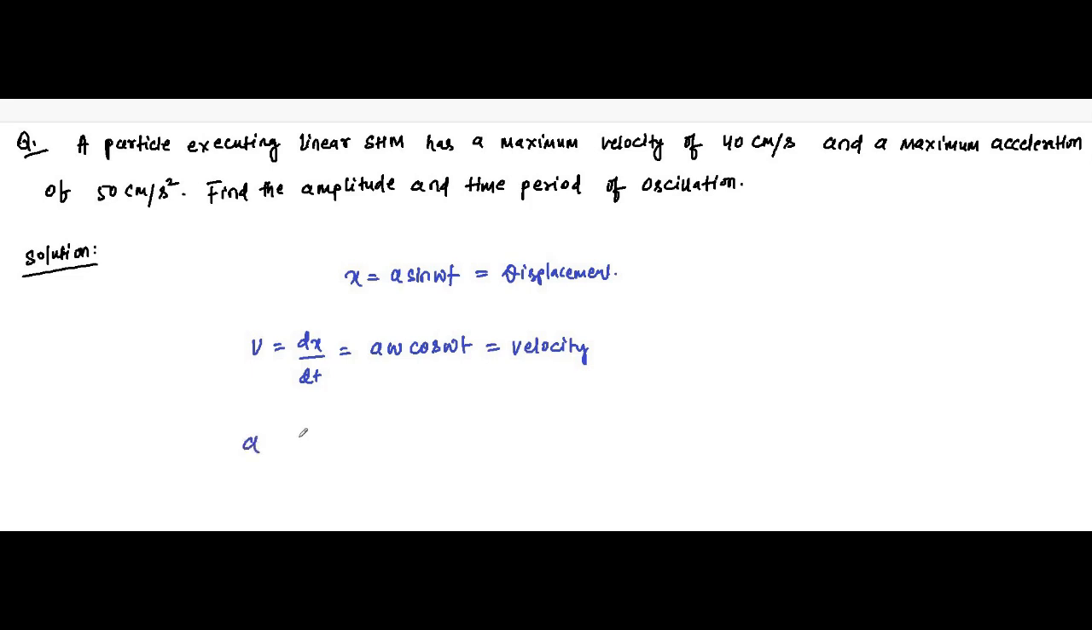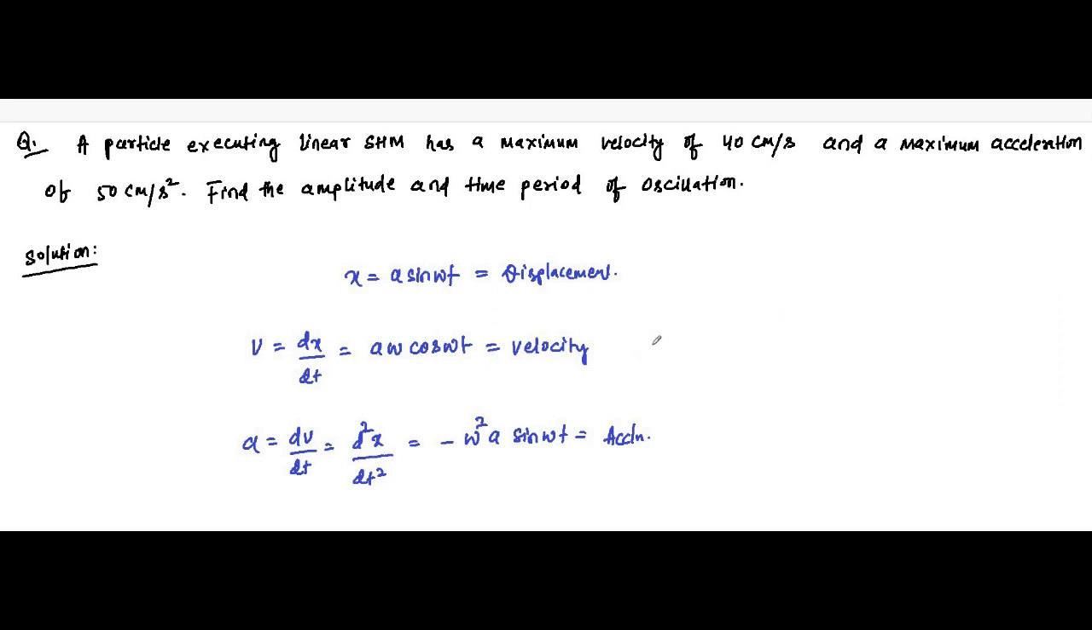Acceleration is equal to dv by dt, the rate of change of velocity with respect to time, or the second order derivative of displacement, that is equal to minus omega square a sine omega t. That is acceleration. If we only consider the magnitude, it will be omega square a.